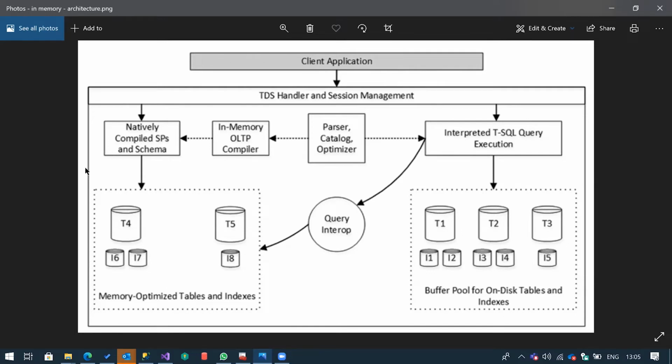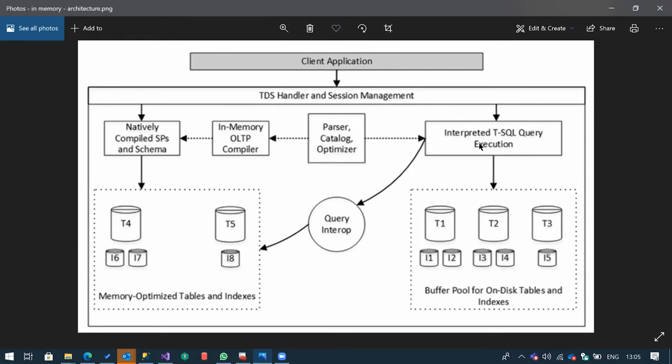But there is a way to use an interpreted T-SQL command, the usual stored procedure, to access data in an in-memory OLTP table by the so-called query interop. That is possible. That means even just using in-memory OLTP tables, without migrating your interpreted stored procedure to a natively compiled stored procedure, you already have the advantage of no latches, which is definitely something maybe already worth considering.